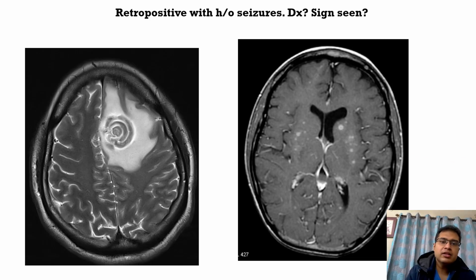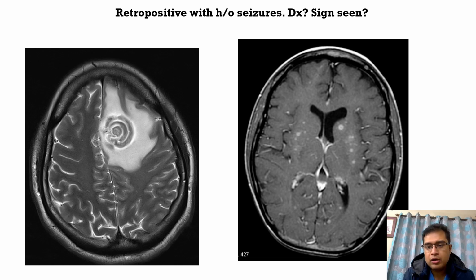So here we have another case, a retropositive patient with a history of seizures, and based on the images that I have provided, what do you think the diagnosis is? These are the T2 weighted axial images, and this is the T1 post contrast image. Here we can see multiple ring enhancing lesions in the bilateral basal ganglia, and here we can see a large concentric lesion. So what is this sign and what is the diagnosis?